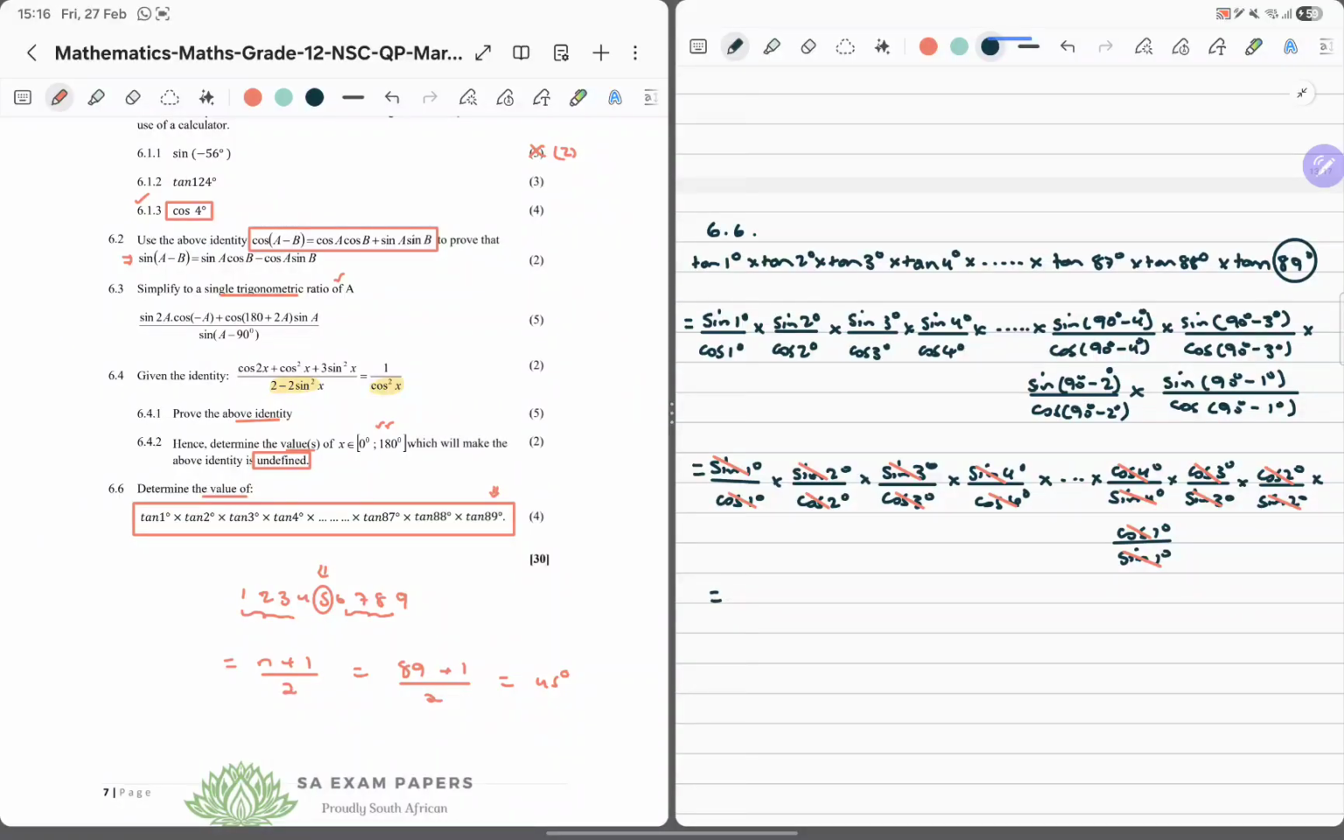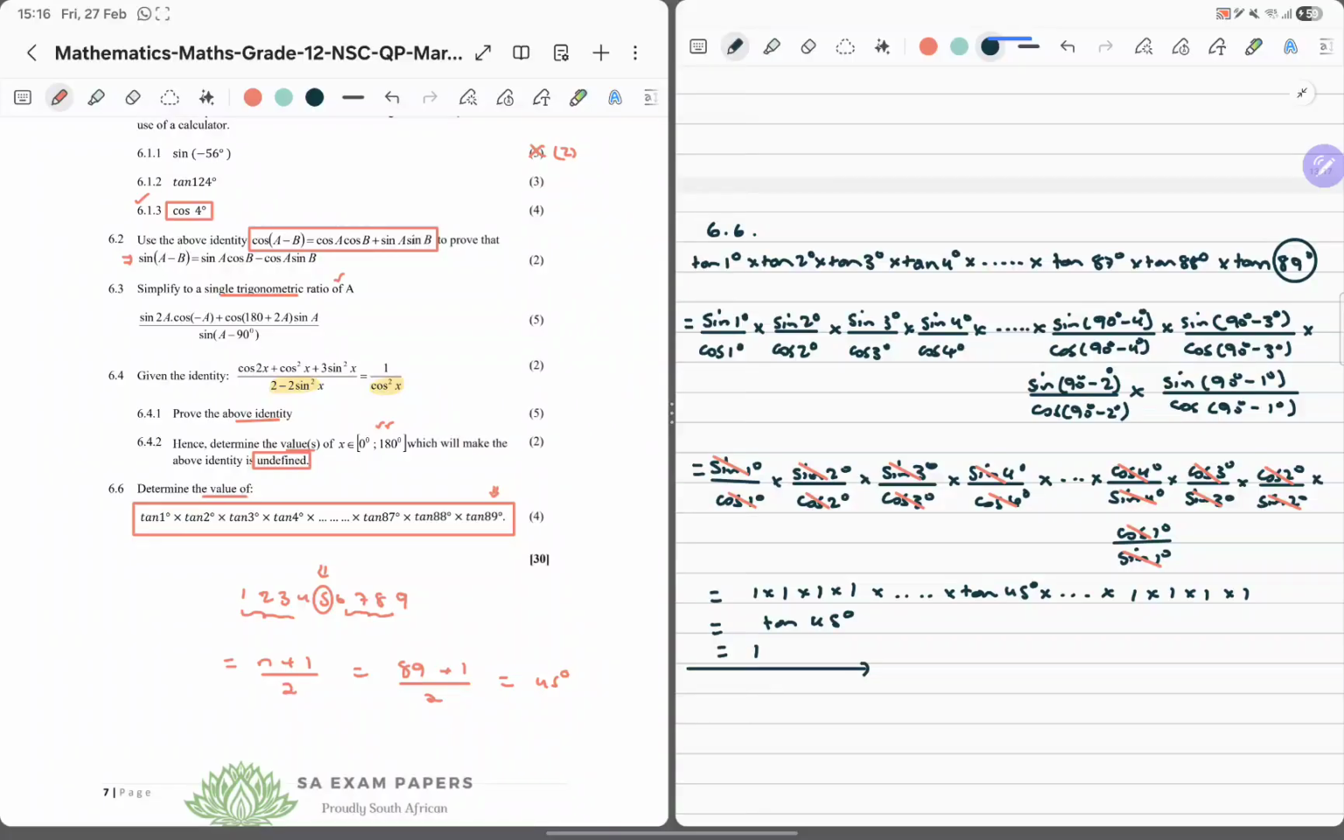So this one we don't need to change. So this is just going to be 1 times 1 times 1 times 1, okay? Times, this is going to be somewhere there in the middle, times tan 45 degrees times, and again 1 times 1 times 1 times 1. Now this is as good as just tan 45 degrees, which is equal to 1 from special angles.